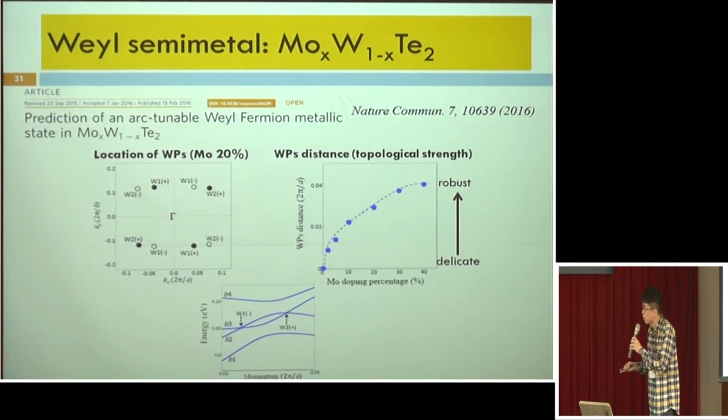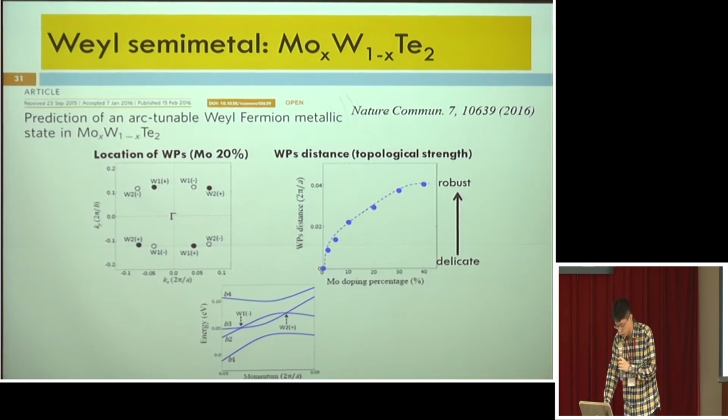More interestingly, we found the distance between these two Weyl points can be modified by changing the molybdenum doping concentration. In this panel, the horizontal axis is the doping concentration, and the vertical axis is the Weyl point distance. We can see the separation increases as the doping concentration increases. So this is a tunable system.